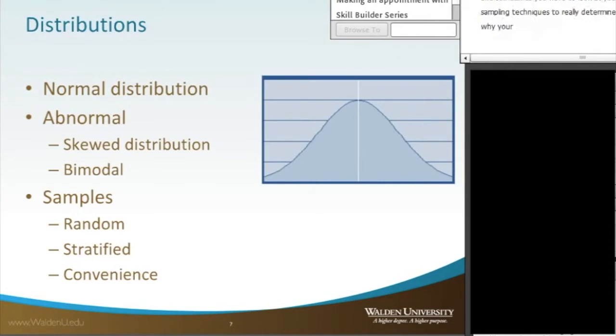If you have a normal distribution, and you've randomized and have a large enough sample, then you should have a good representative sample. Sometimes your sampling technique may be stratified, or it may be a convenience sample. Let's take a look at how some of these look.